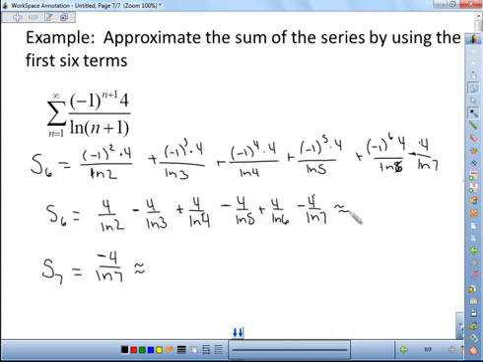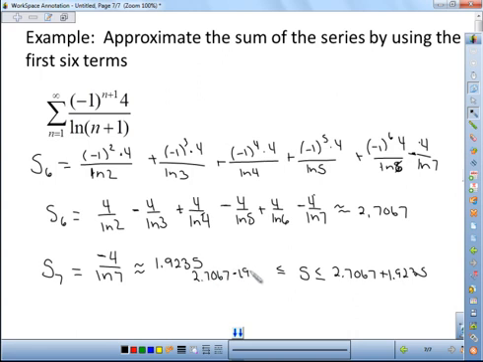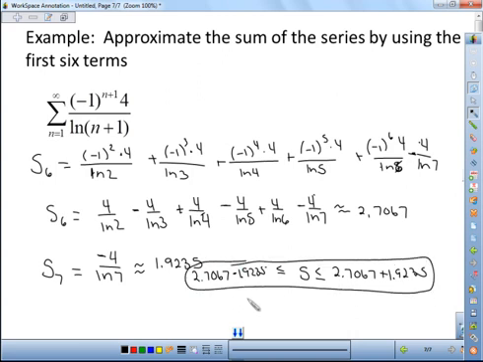All right, so this is going to be approximately 2.7067. And the 7th term is approximately 1.9235. So that means that my sum is going to be somewhere in between 2.7067 plus 1.9235 and 2.7067 minus 1.9235, which is not a very accurate sum because I'm going to have 0.7831.